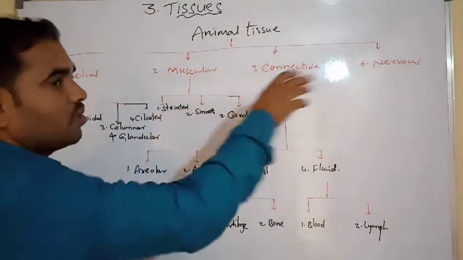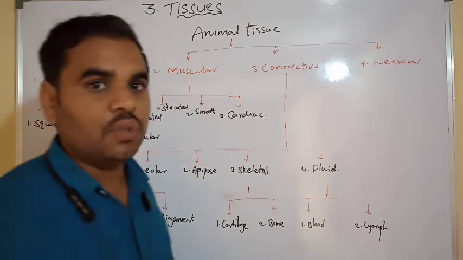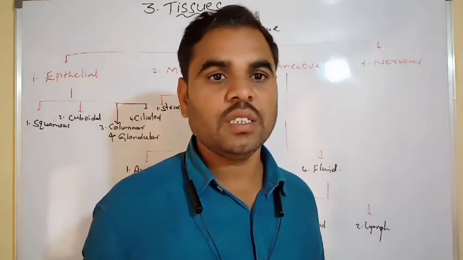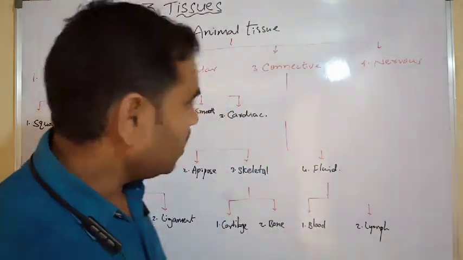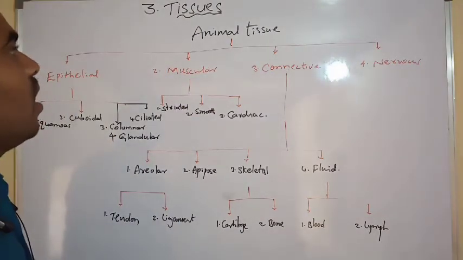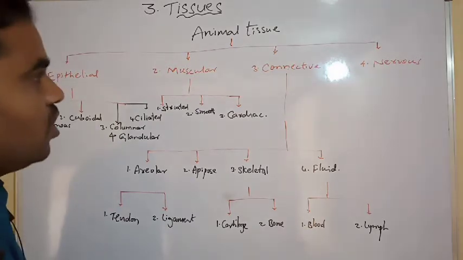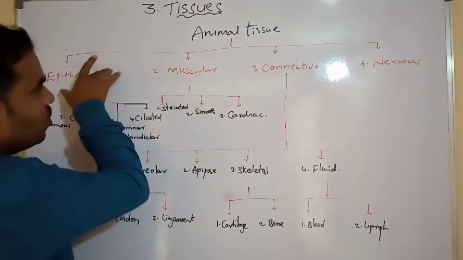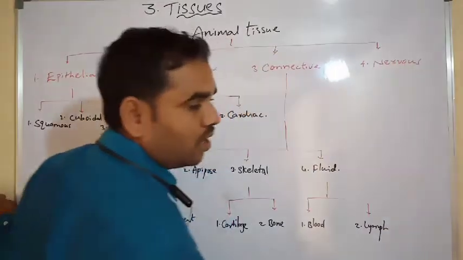We have already completed plant tissues: simple permanent tissue and complex permanent tissue, and their functions in the plant. Now in this session we have to learn about animal tissues. Basically, animal tissues are of four types: epithelial tissue, muscular tissue, connective tissue and nervous tissue.